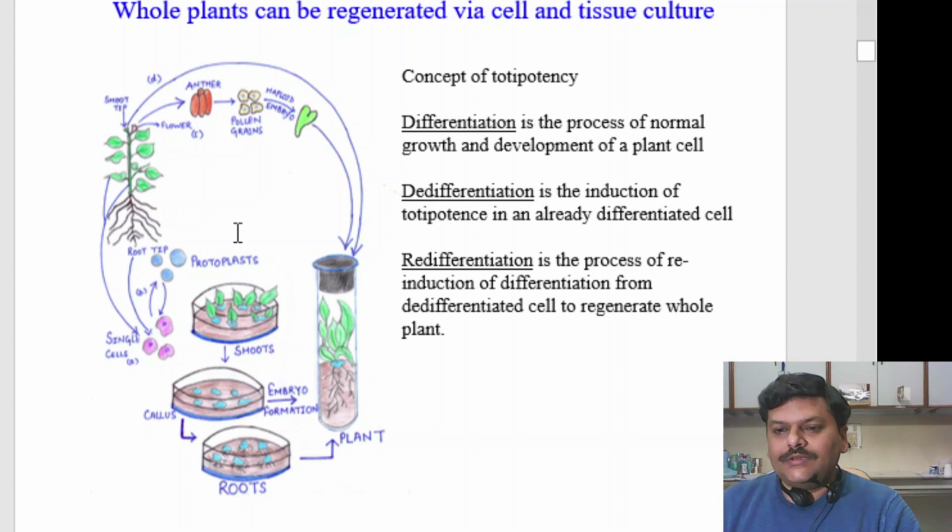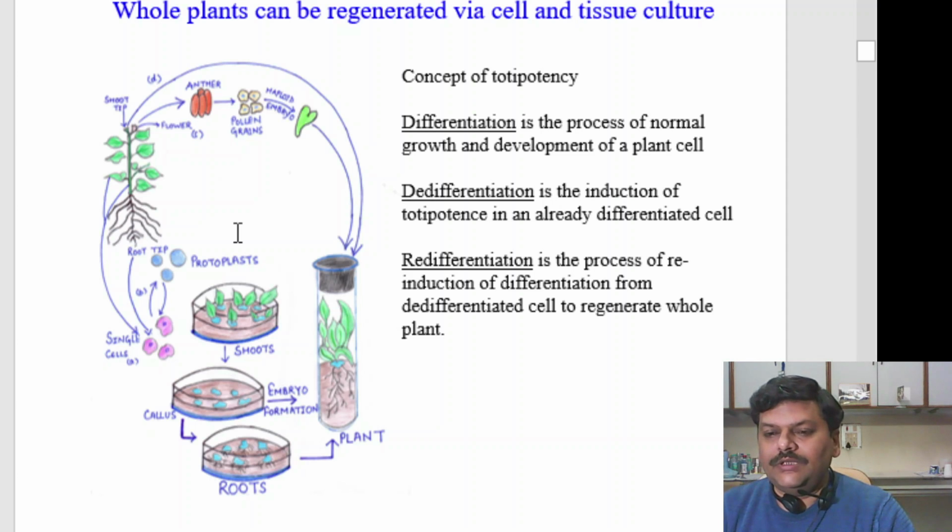So let's discuss first what we mean by totipotency. I am sure you remember that the concept of totipotency was given in the 19th century by Professor Philip White, and there are actually three major events to understand totipotency: differentiation, dedifferentiation, and redifferentiation.